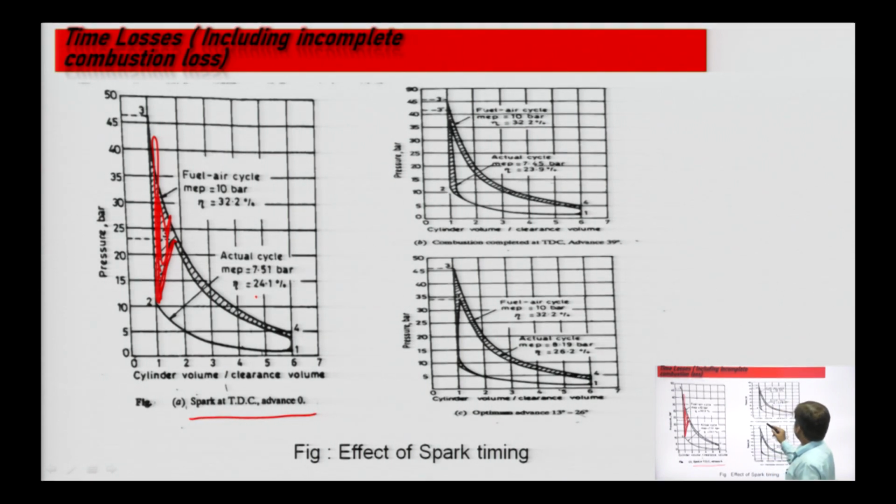Here you also see that we are creating the spark at 39 degrees before top dead center. I have created the spark here, 39 degrees before top dead center. So, this much amount of loss was there, and if we optimize this spark timing, because for different sizes, different RPM and different types of engine the spark timing is optimum, we can go for minimum time loss, because it is not desirable. The effect of time loss is a decrease in the work output.